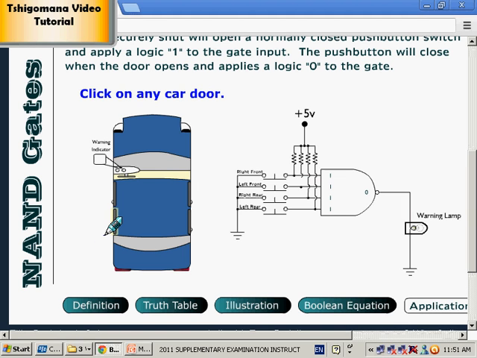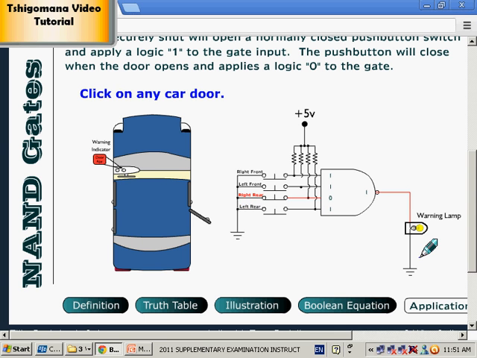Let me open the left rear. Right, immediately when I open it, our input indicates 0. Why? Because the door is open. But because we are using the NAND gate, that is when the light is supposed to be on. Right, let me close this and open this door. Immediately when I open this door, the input becomes a 0. But because we are using the NAND gate, the light is on.